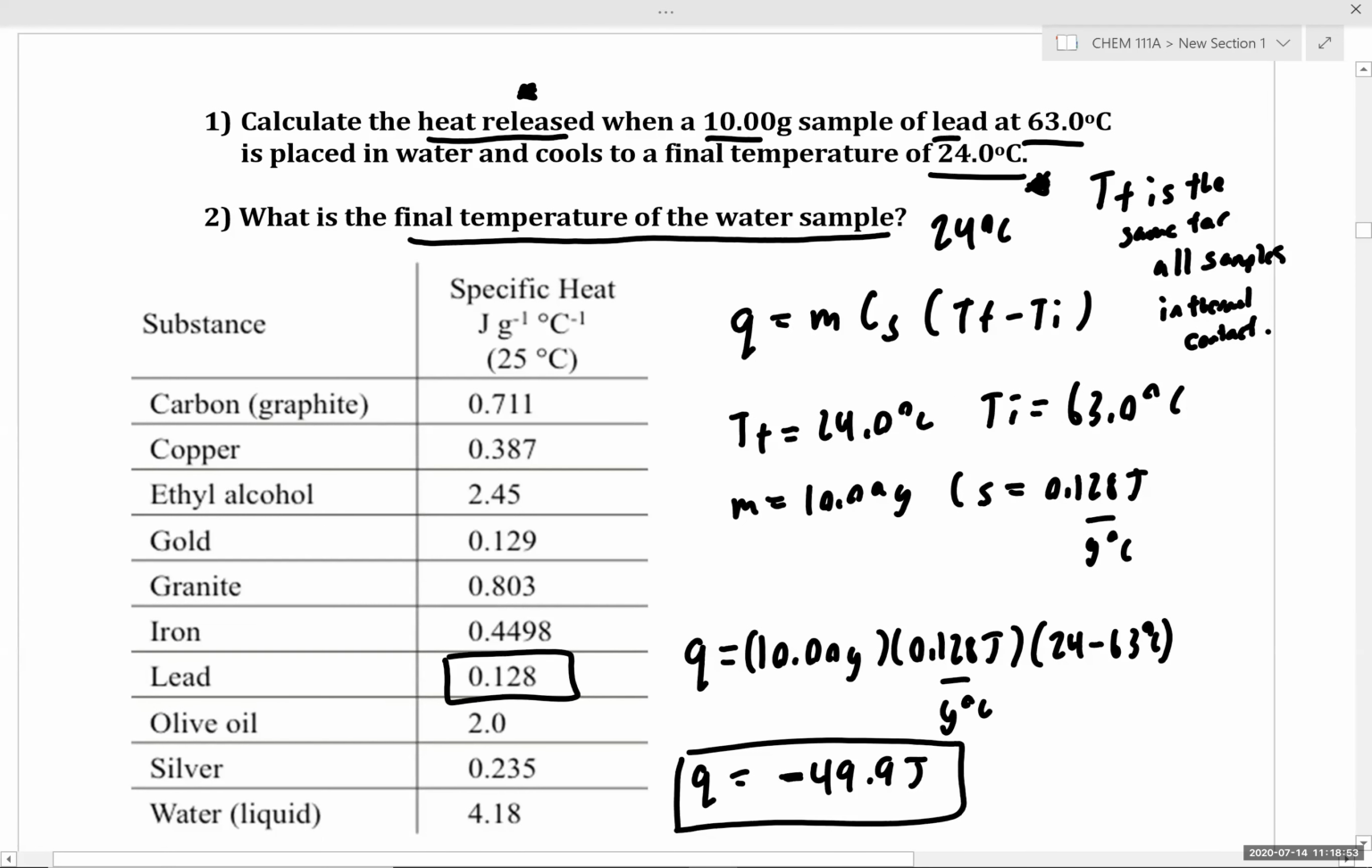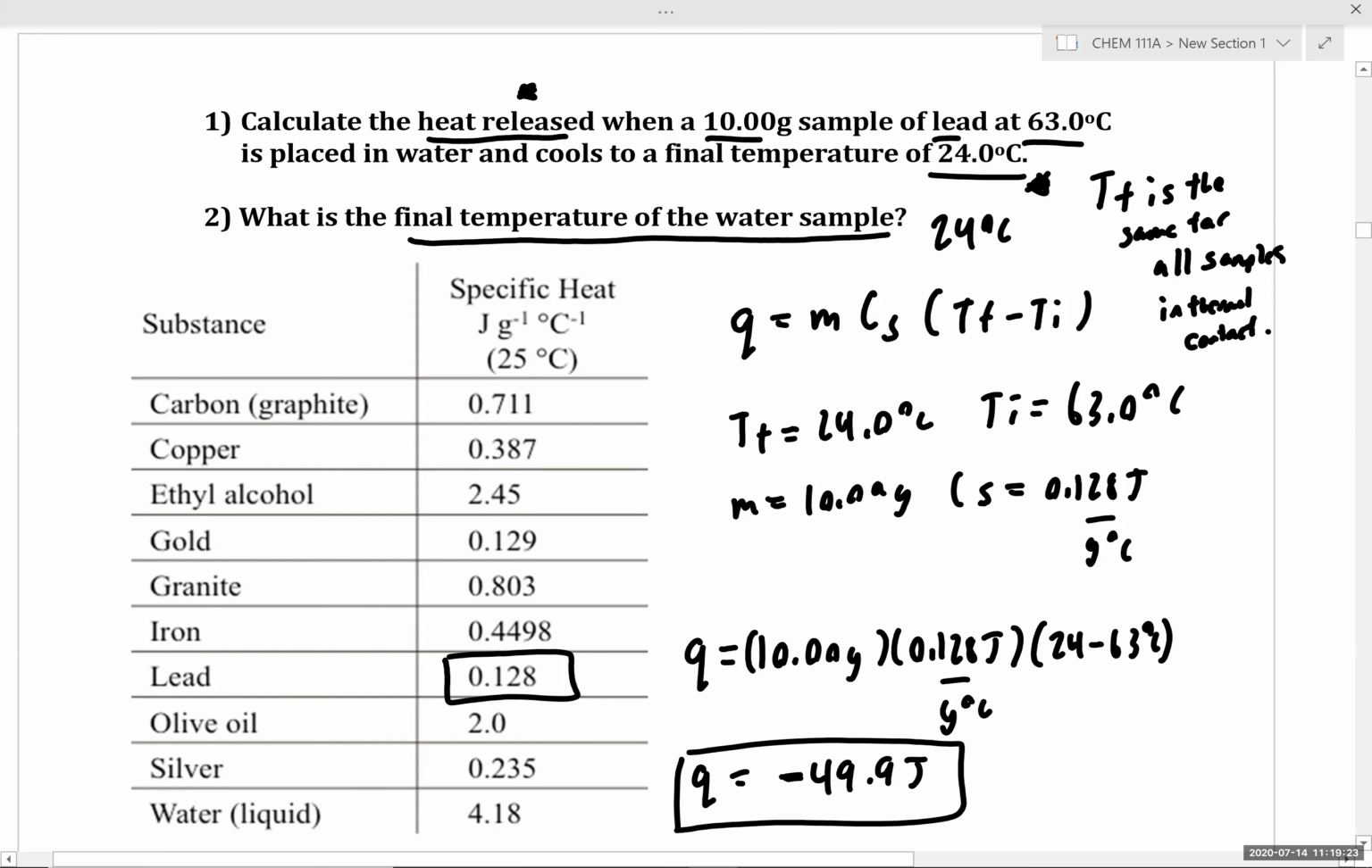So first, intuitively, if you have a really hot piece of metal, for example, and you drop it in water, what's going to happen to the metal? The metal is going to cool down and the water is going to warm up. So the reason why heat is negative is because heat is going out of our metal into our water.